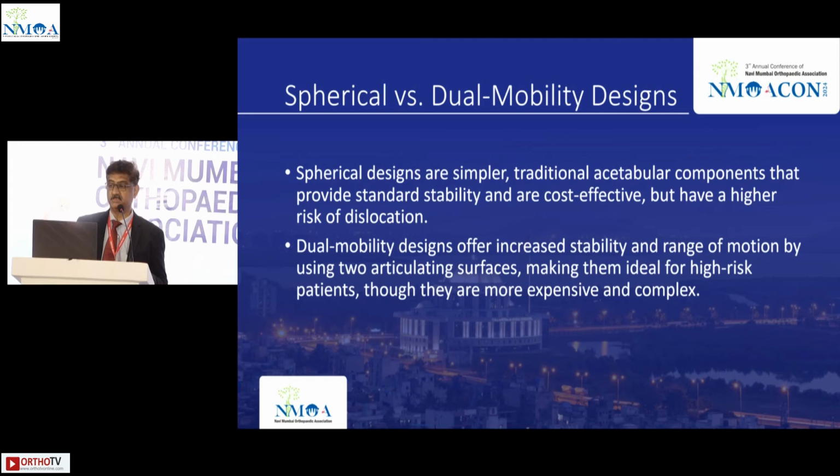Spherical versus dual mobility designs. Spherical designs are simpler, traditional acetabular components that provide standard stability and are cost effective, but have a higher risk of dislocation. Dual mobility designs offer increased stability and range of motion by using two articulating surfaces, making them ideal for high-risk patients, though they are more expensive and complex.